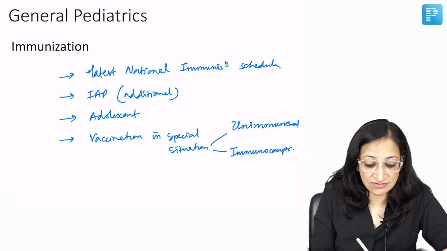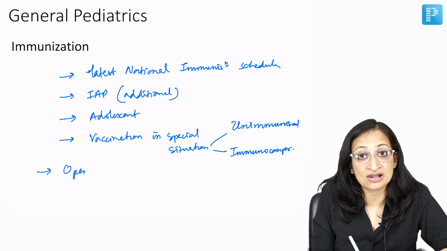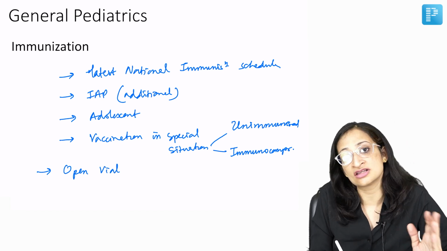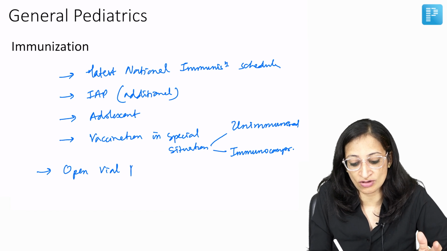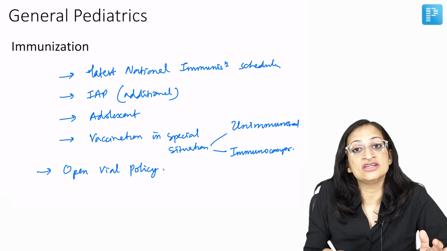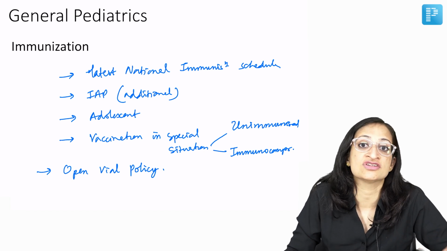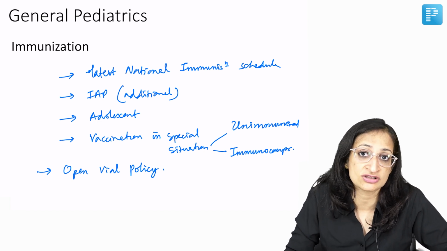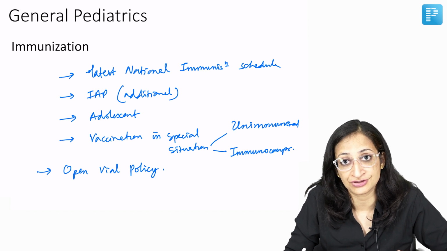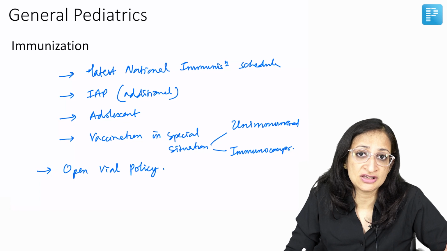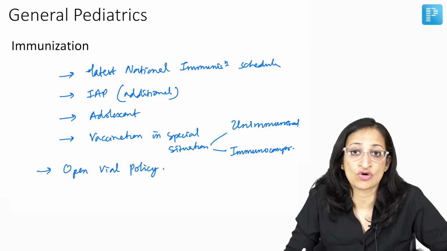Okay. And very, very important again is the open vial policy. In the NEET-PG pattern questions also, 2 times consecutively you've got repeat questions on this open vial policy. So we need to know what the open vial policy is, which vaccines follow the open vial policy, and which vaccines do not follow the open vial policy. So that is very, very important. Okay. So these were some important topics from general pediatrics that you must do before your exams.